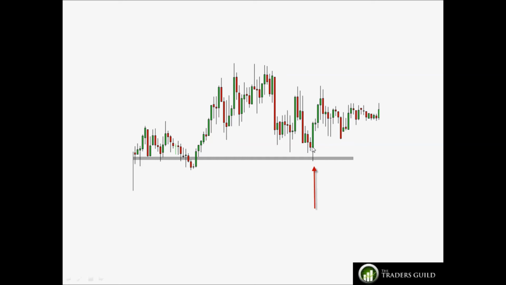This bar completely engulfs the previous three bars. It is at a support zone. What does this tell us about price? It's a reversal bar pattern. It's telling us price is most likely to head up higher.